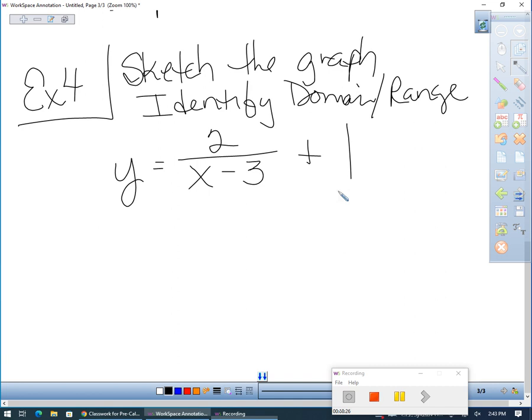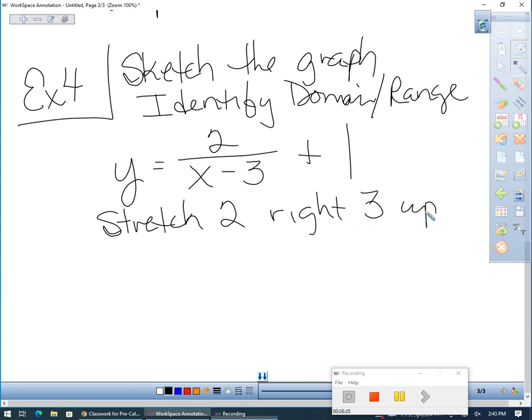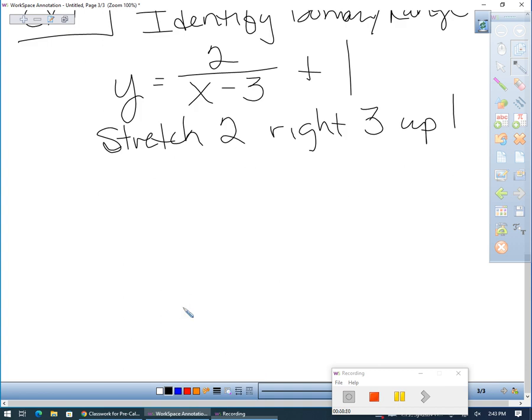What did it do? The 2 on top is a what? Stretch 2. Good job, Chris. Stretch 2. Good. Right 3. Nice job, Colton. Right 3. Awesome. Right 3. Up 1. Okay. It was awesome. So here's my graph.